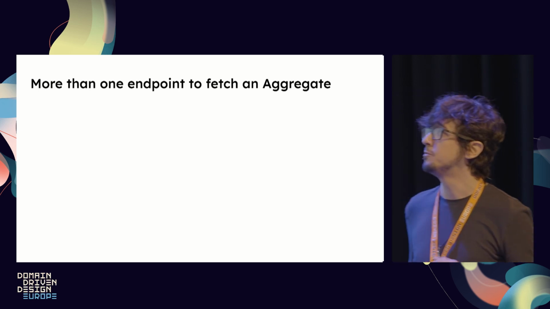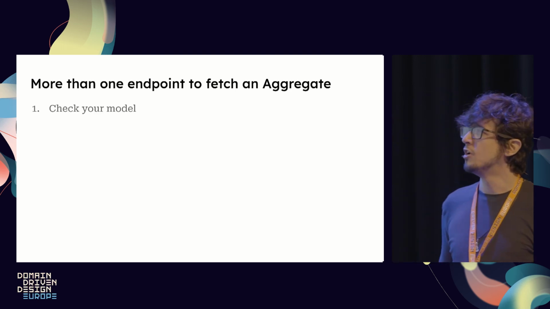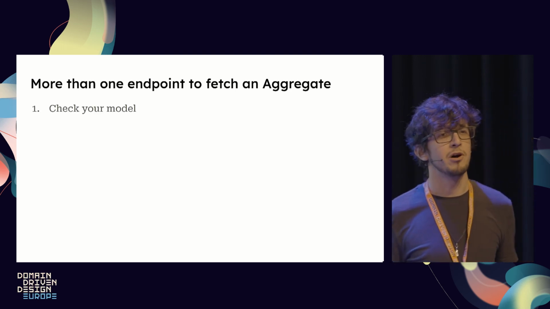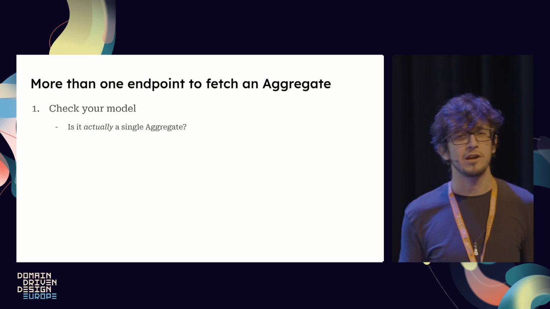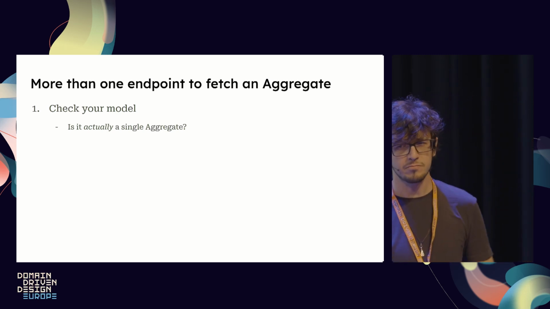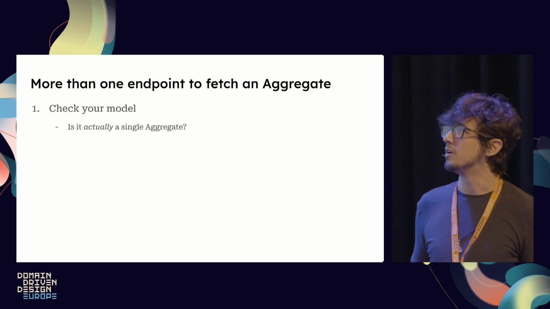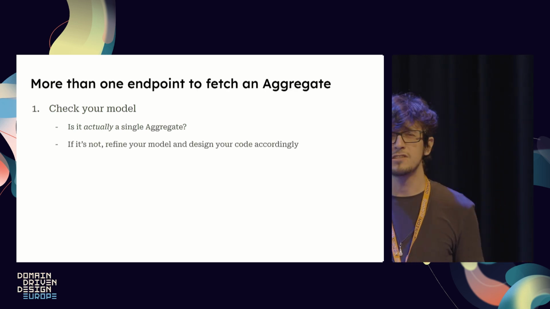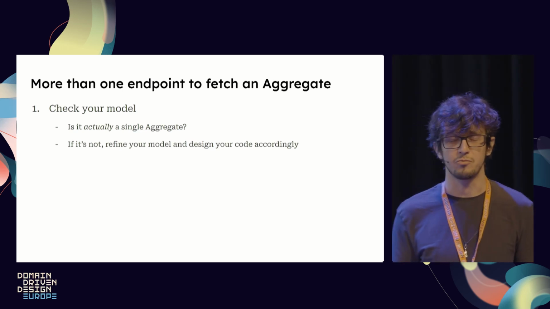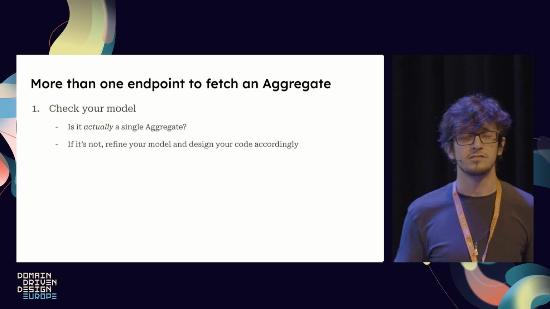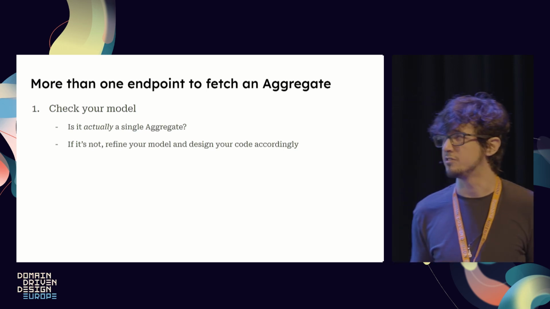Okay, so what do we do when more than one endpoint is needed to fetch an aggregate? The first thing we're going to do is check our model and ask ourselves, is it actually a single aggregate? Is it possible that I'm trying to oversimplify it on the front end, but it should actually be more than one concept there? And if it's actually more than one aggregate, you can just refine your model and then design your code accordingly, considering the new scenario that you just got.